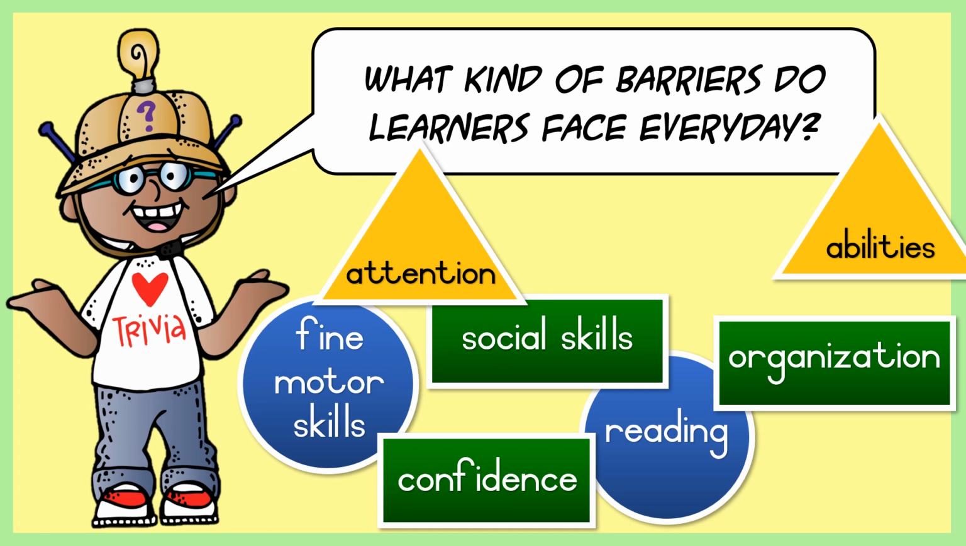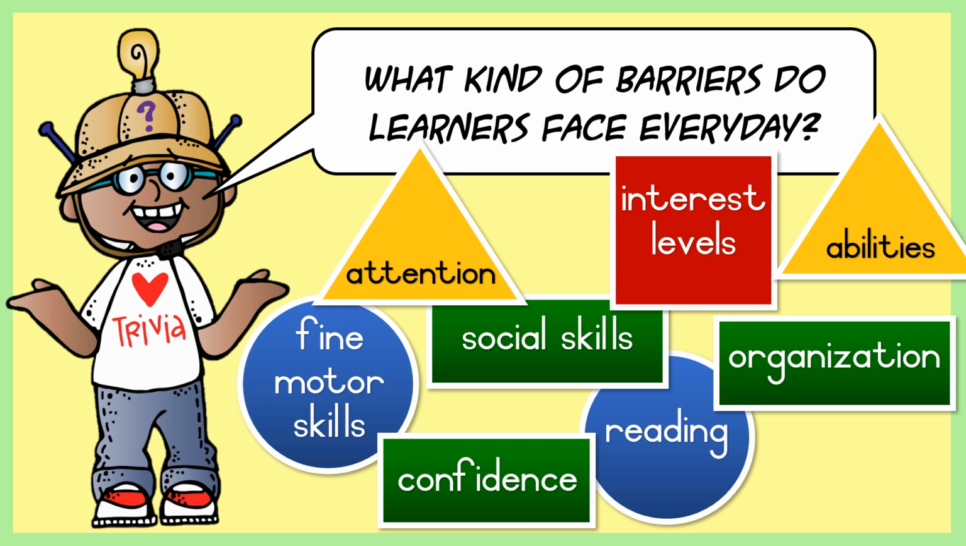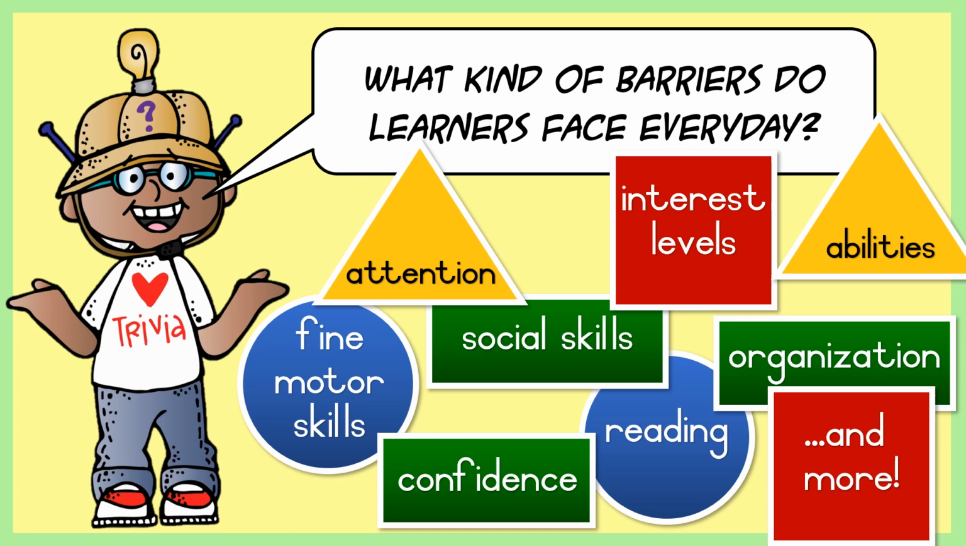Abilities. Not all of us have the same abilities, and therefore, if a child does not have the ability, it is important to know, notice, and assist. Many abilities can be taught. Interest levels. Not all children are interested in maths or reading, and we need to make it fun. And many, many more.